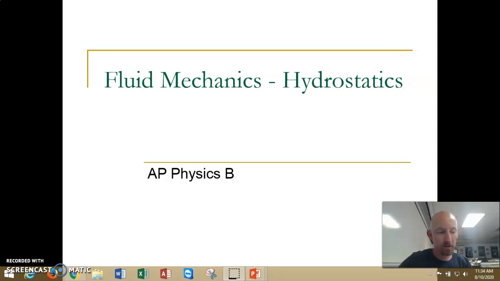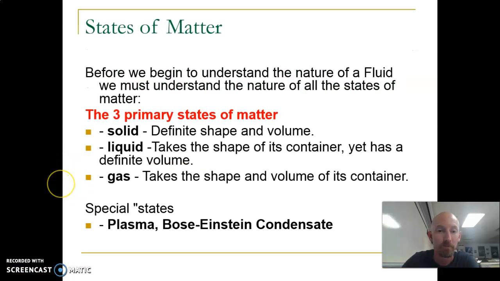Gonna do fluid mechanics, talk about hydrostatics. Now, if you did the reading assignment, then you're gonna know a lot of this stuff, or at least it'll look familiar to you. Here we go. All right, you need to know what the states of matter are. Please be able to define what the three primary states of matter are. There's a few other special states, and they're special.